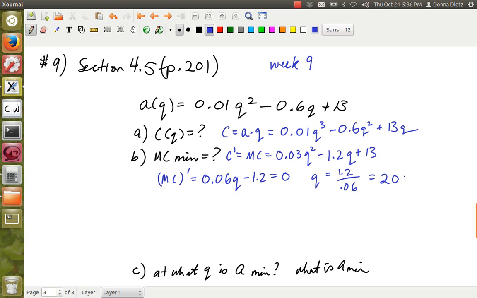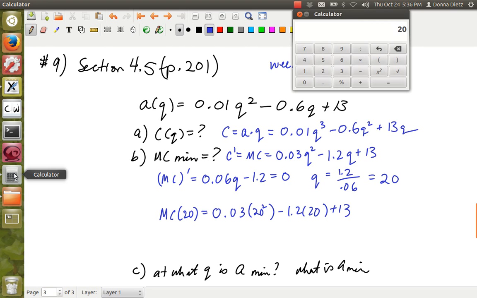But that's only telling you the Q. So if you want actually the marginal cost minimum value, marginal cost at 20 is where the min value occurs. So you plug it back in. Okay, and then we plug all that in. Go ahead and pull out your calculator. 0.03 times 400, because that's the square of 20, minus 1.2 times 20, and add that all together, and that actually is 1.